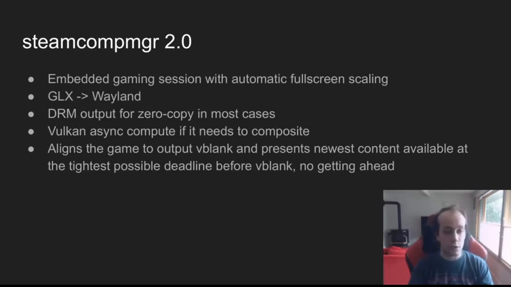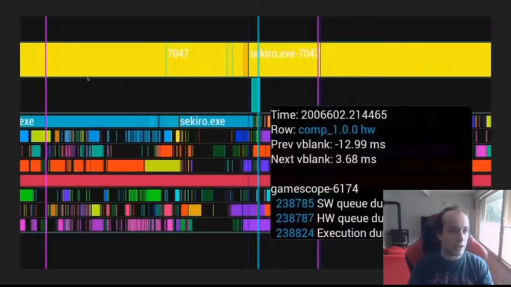It's also optimized for latency, so it tries to be very aware of the underlying VBlank timing of the output display device when it's running in that direct DRM embedded mode, and tries to align the game's rendering to that and decide which of the most recent buffer to composite or display at a tight deadline before the next VBlank. So that's the basic kind of rendering loop here.